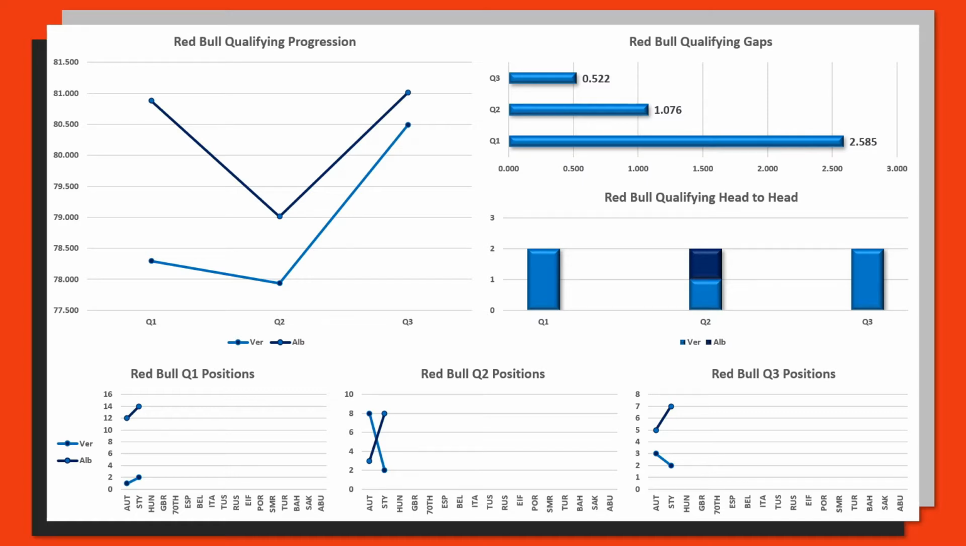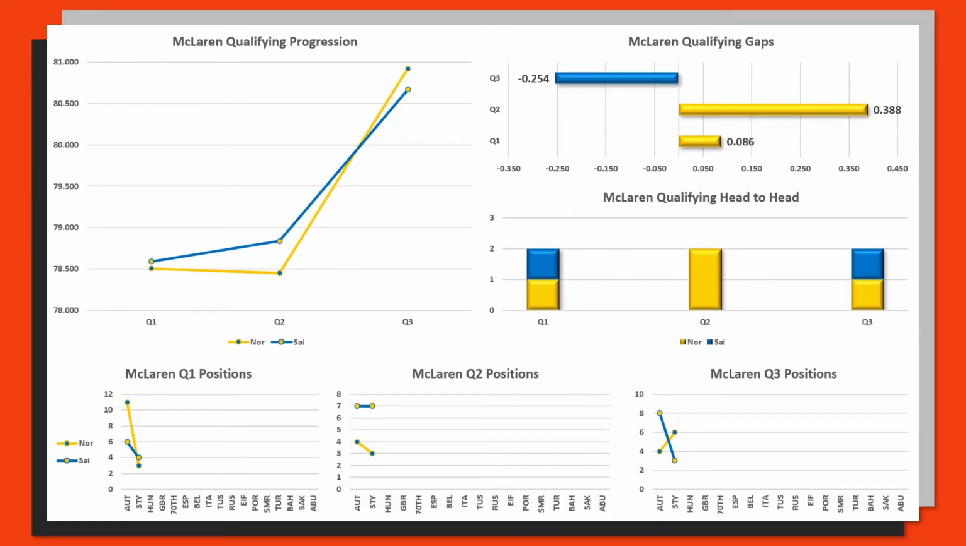However, it is not quite a whitewash in qualifying like it is in practice for Max Verstappen, as in Q2, Albon has 1 and Max has 1. And then looking at McLaren, we can see a small crossover, as Lando Norris was leading in Q1 and Q2 by just under a tenth in Q1 and then just under 4 tenths in Q2. However, Carlos Sainz managed to get the better of him by 2.5 tenths in Q3.